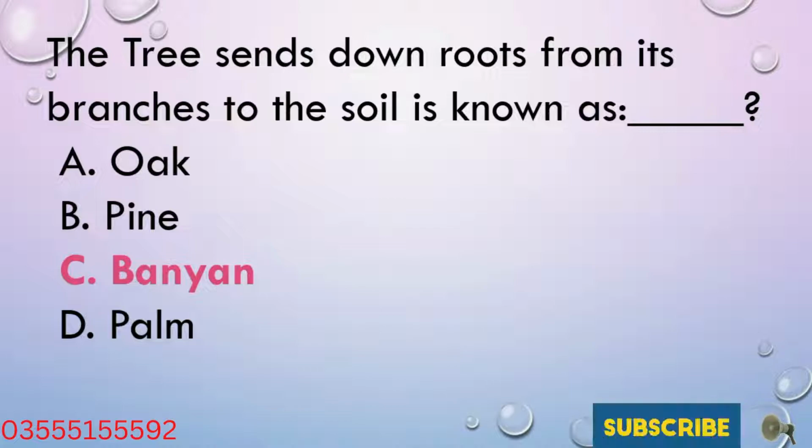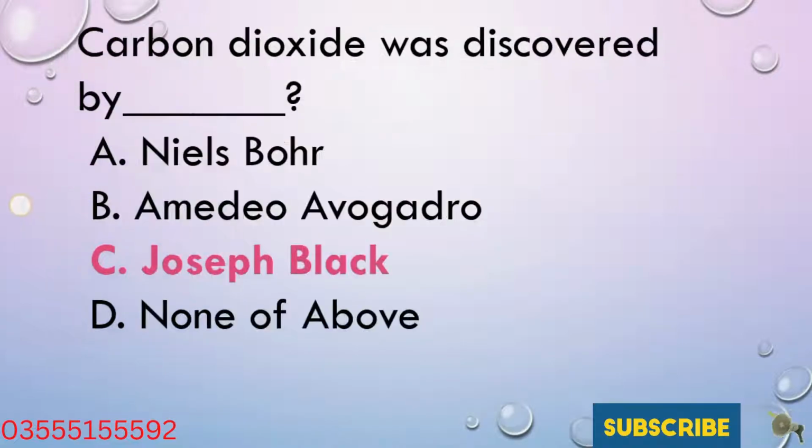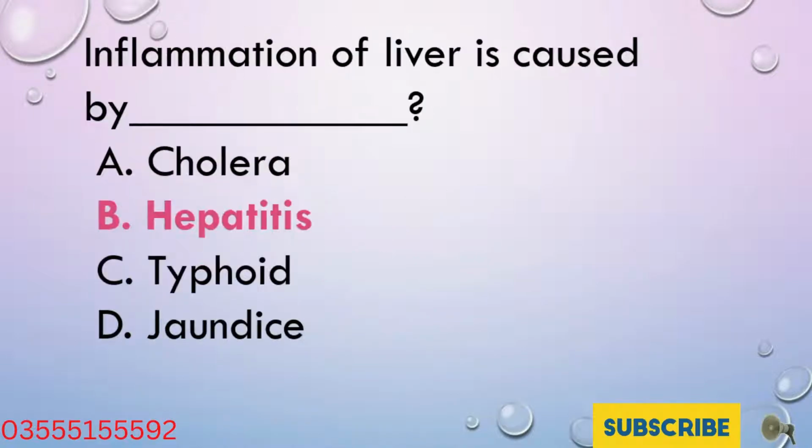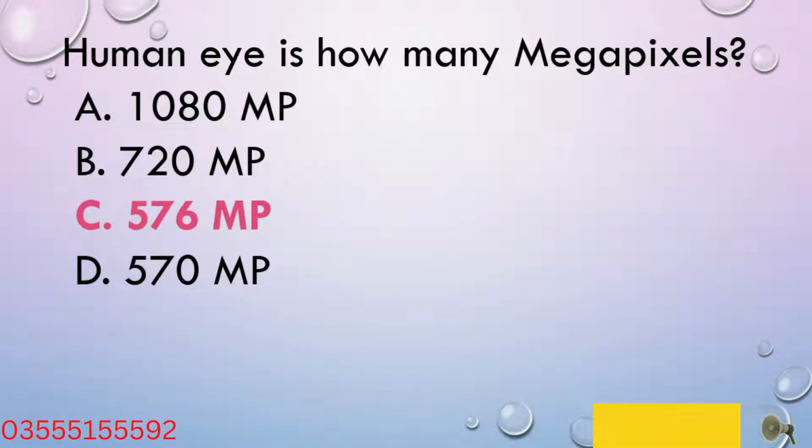The tree that sends down roots from its branches to the soil is known as banyan. Carbon dioxide was discovered by Joseph Black. Inflammation of the liver is caused by hepatitis. The human eye is how many megapixels? 576 MP.